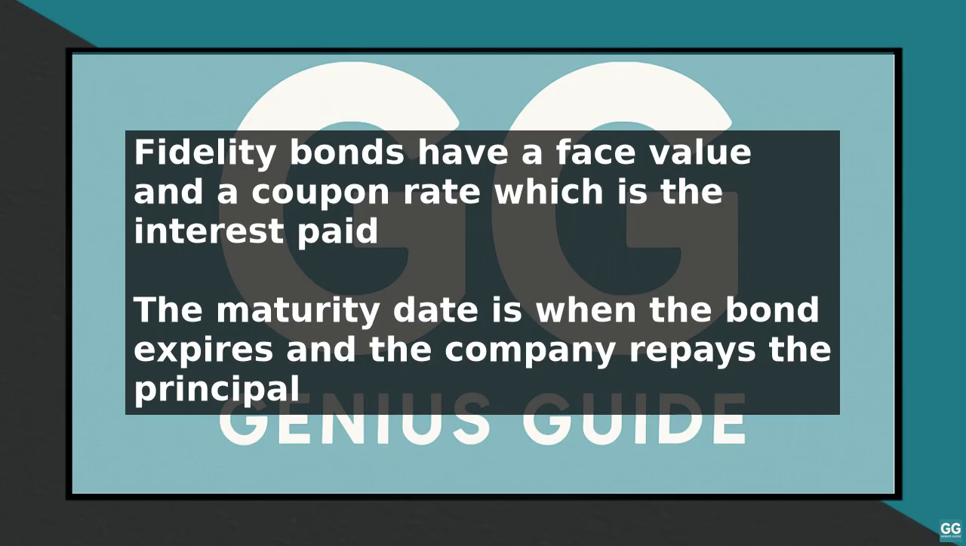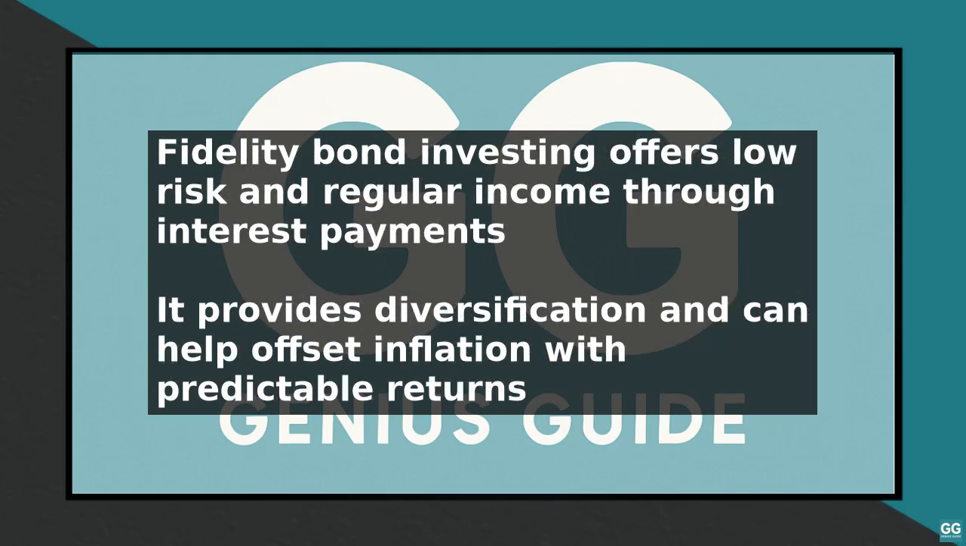Practical example. For example, suppose you invest $1,000 in a Fidelity bond with a 5% coupon rate and a 5-year maturity. Each year, you will receive $50 in interest, and at the end of 5 years, you will receive your $1,000 back. This provides a predictable return and relatively low risk.